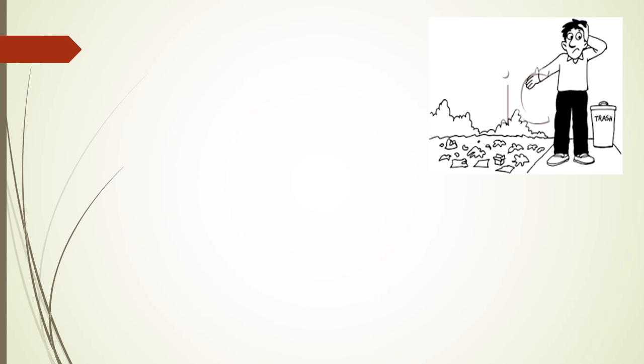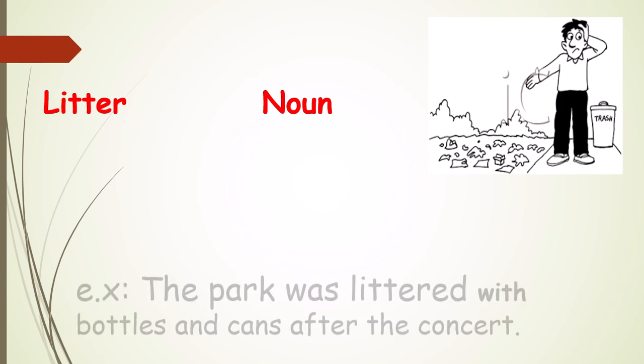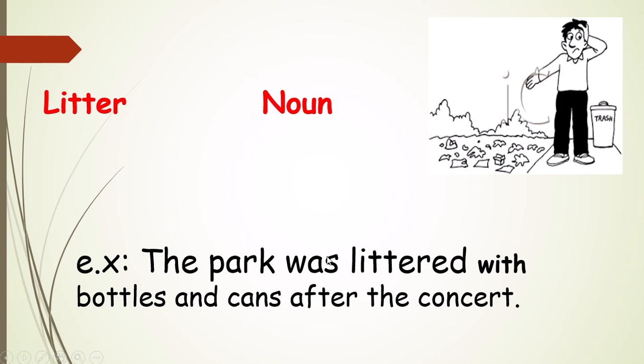What can you see here? Yeah, I can see trash, I can see litter on the ground. So, litter. Litter here is a noun. It's a name of a thing. Let's see the example. The park was littered with bottles and cans after the concert. They are not going to drop the trash in the basket.